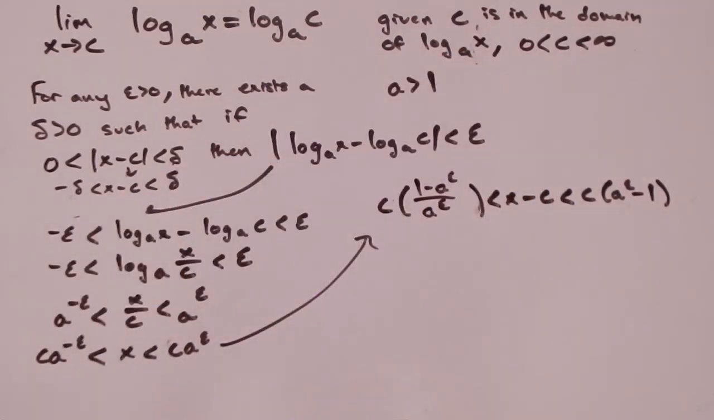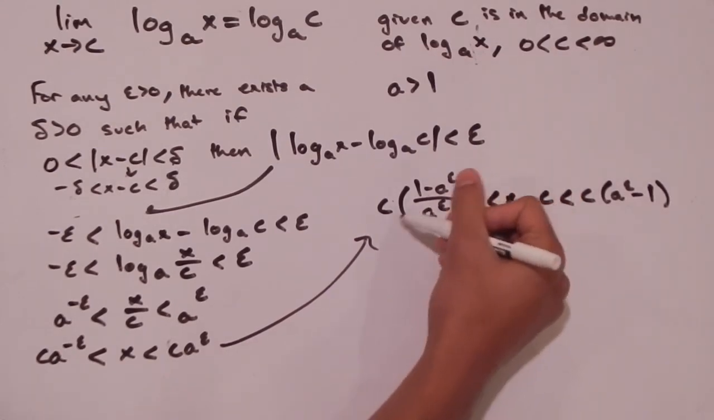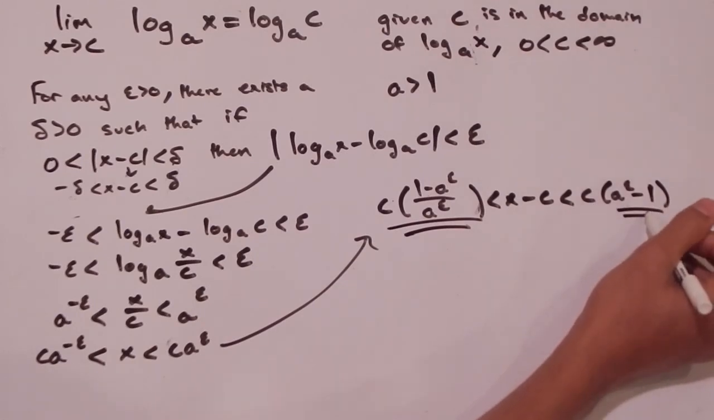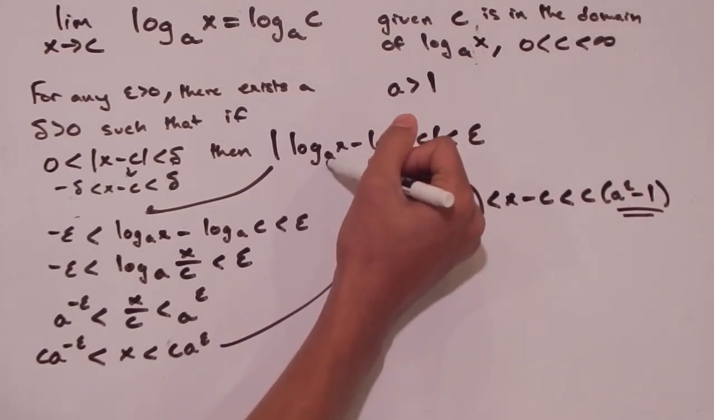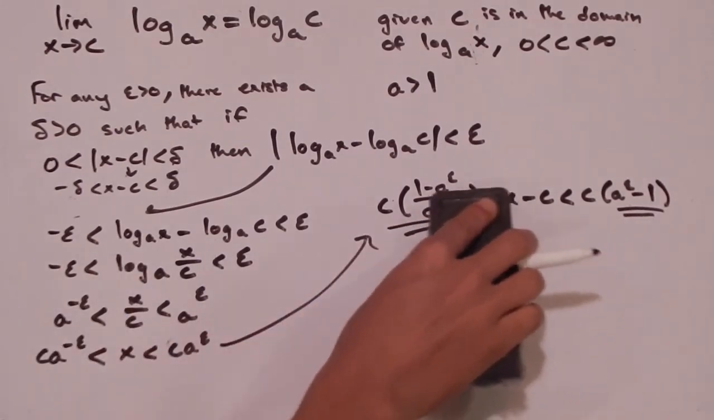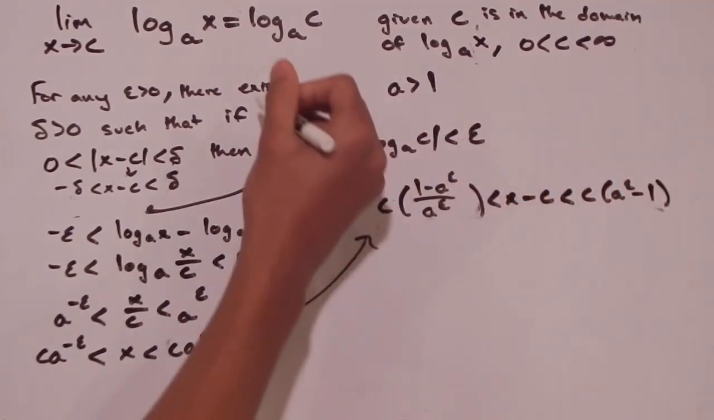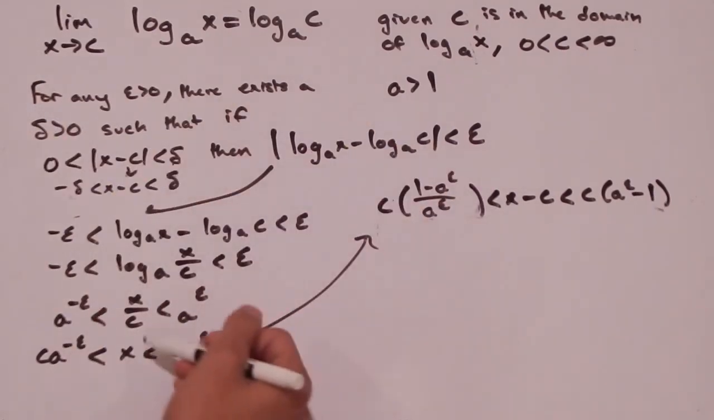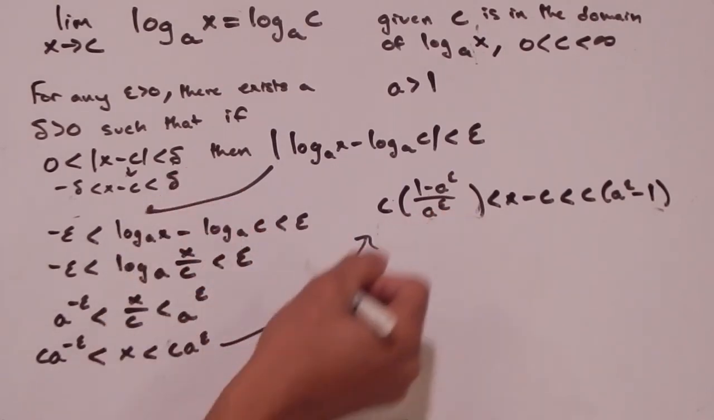And here's the key. The key is that if x minus c is greater than this expression right here, but less than this expression right here, then we know that epsilon is greater than the absolute value of log base a of x minus log base a of c. So what we're saying is if this inequality we just worked out holds true, then this one would also hold true. And that's really important. Why is that? Well, we can just do the math in reverse to show that this inequality implies this inequality. We just work through that algebra.